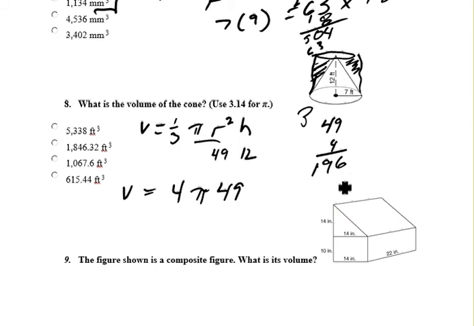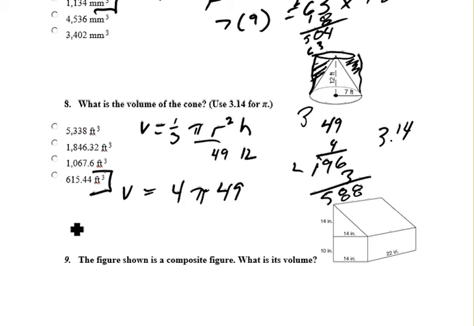I'm just using 3 again because my brain hurts. 3 times 6 is 18, carry a 1. 3 times 9 is 27, plus 1 is 28, carry a 2. 3 times 1 is 3, plus 2. So I get about 588. And the only thing close to that number is 615. So instead of 3, if I would have used 3.14, I would have probably come out with about 615.44. So I'm going with that answer.